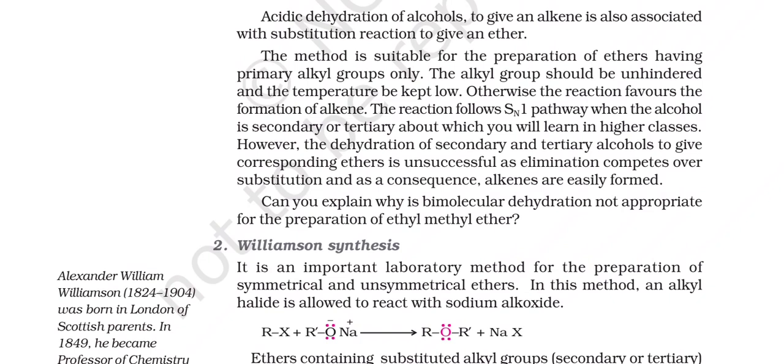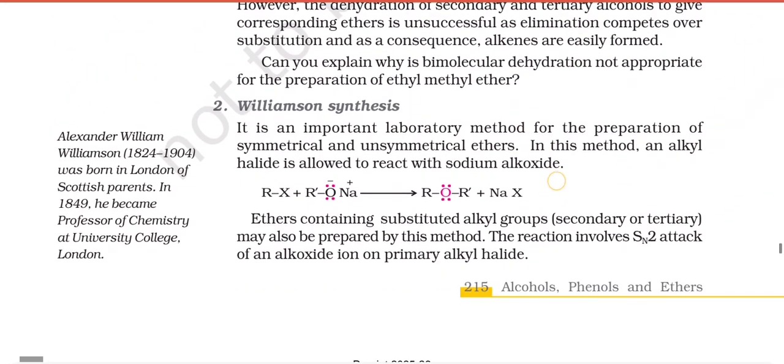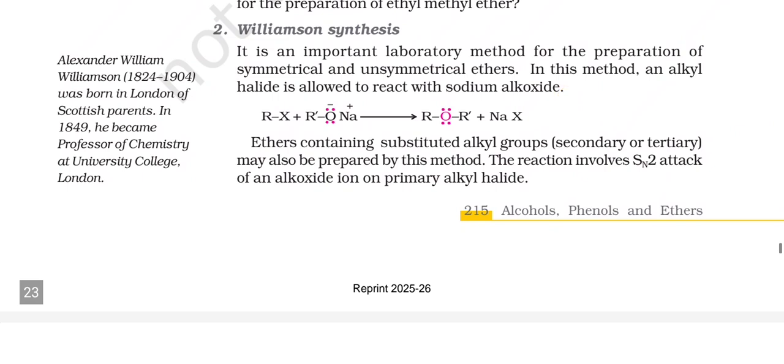However, the dehydration of secondary and tertiary alcohols to give the corresponding ether is not successful, as elimination competes over substitution, and as a consequence alkenes are easily formed. Can you explain why bimolecular dehydration is not appropriate for the preparation of ethyl methyl ether?